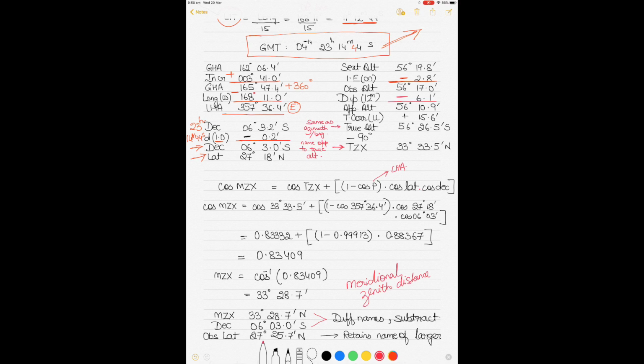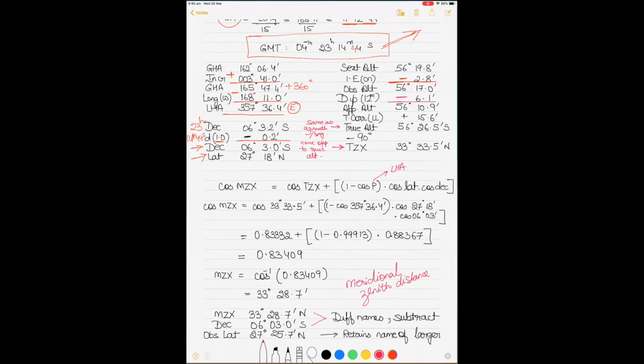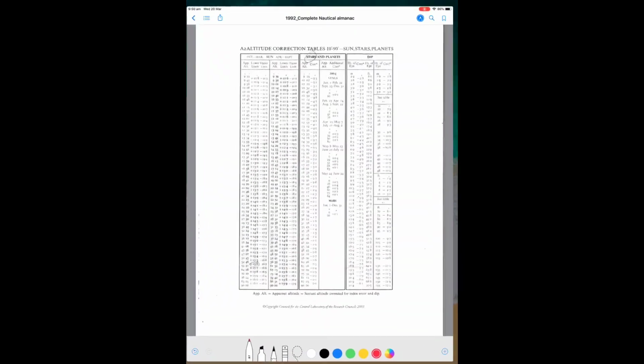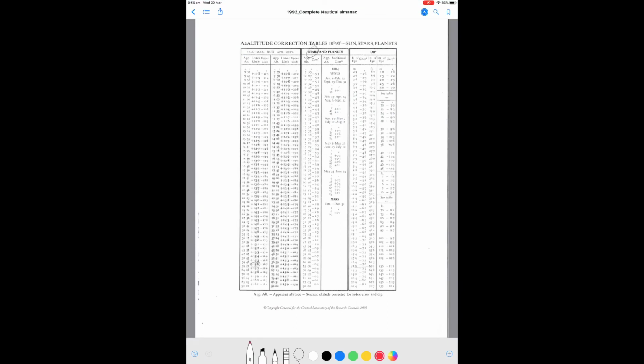All right. So I'll go back into the almanac, and you can see height of eye for 12 meters, it's about here. This is the correction here. So this is the height of eye column. And then the total correction column is here. This is the total correction column.